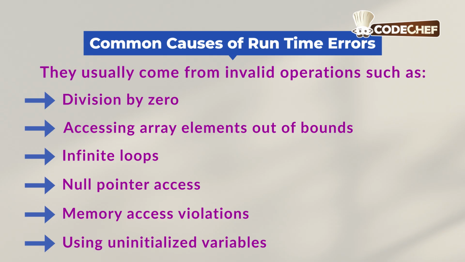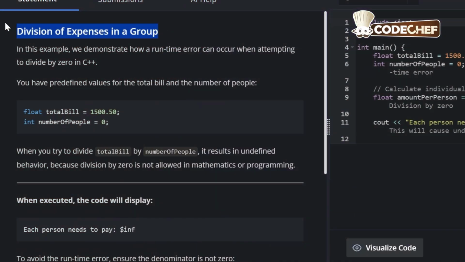Now let us go to the CodeChef platform to see an example of runtime error. Here the program objective is division of expenses in a group. Here we will demonstrate how a runtime error can occur when we try to divide a number by 0 in C++. Now here we have predefined the value of these two variables.